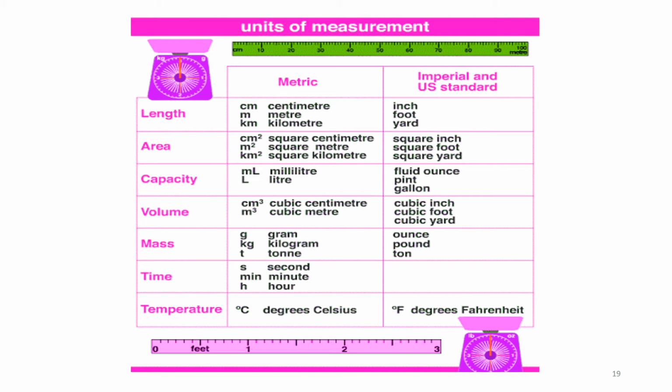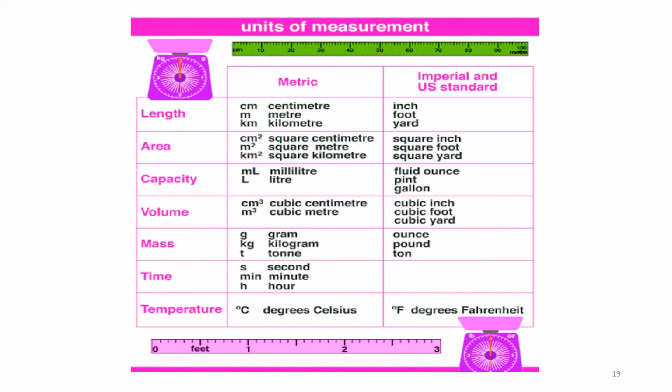Length: metric, centimeter, meter, kilometer. Imperial and US standard: inch, foot, yard. Area: metric, square centimeter, square meter, square kilometer. Imperial and US standard: square inch, square foot, square yard. Capacity: metric, milliliter, liter. Imperial and US standard: fluid ounce, pint, gallon.